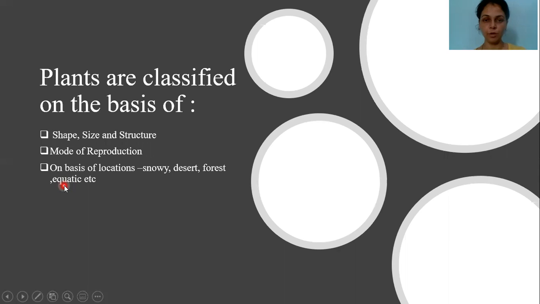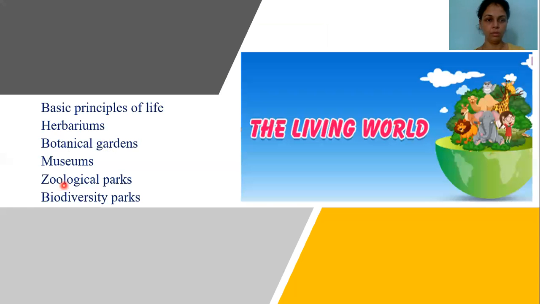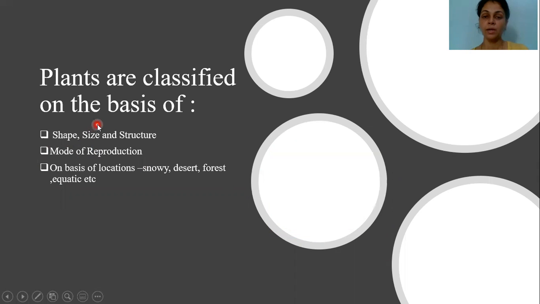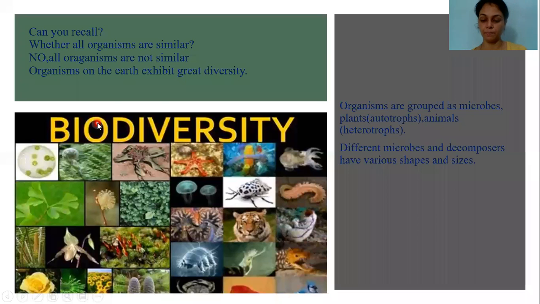Like for example, first, on the basis of the type and the shape or the structure, you can see plants are algae, mosses, fern, angiosperm, and gymnosperm. These are the different types of plants which are classified on the basis of shape, size, and structure. Then comes the next part.